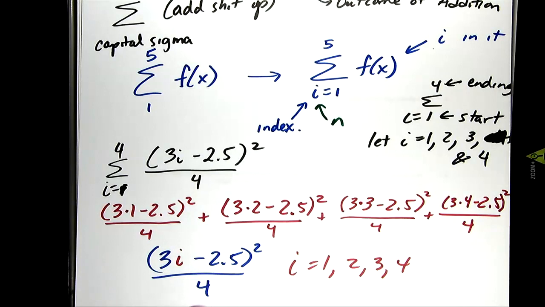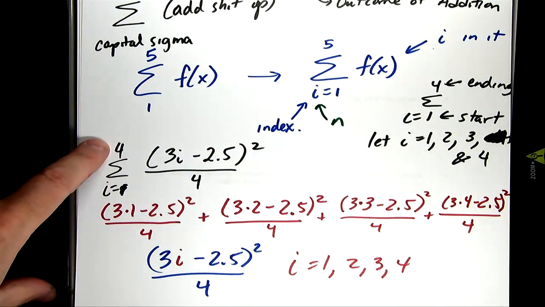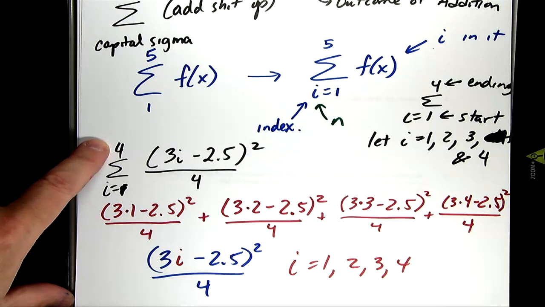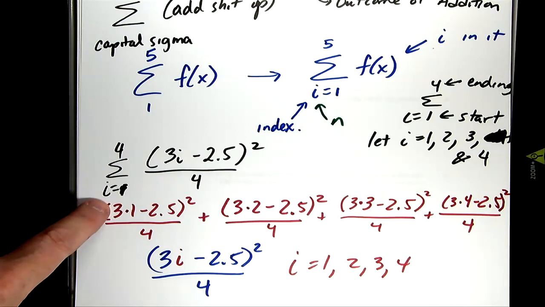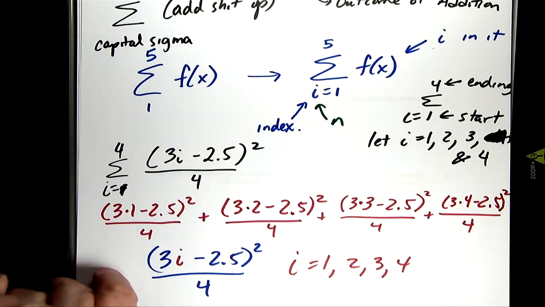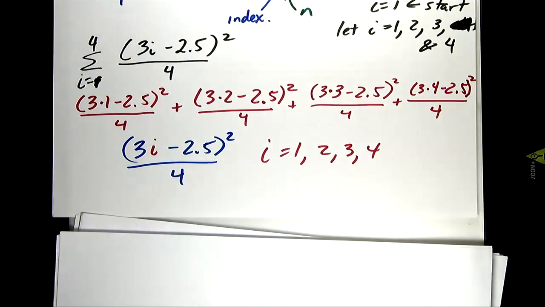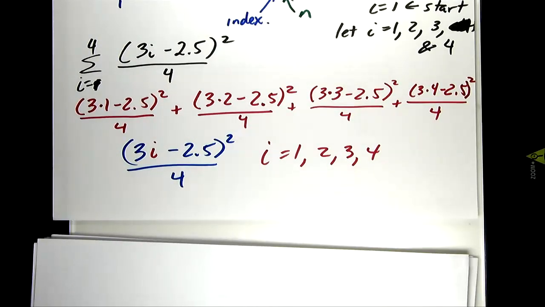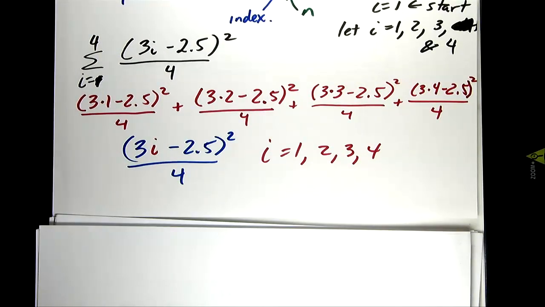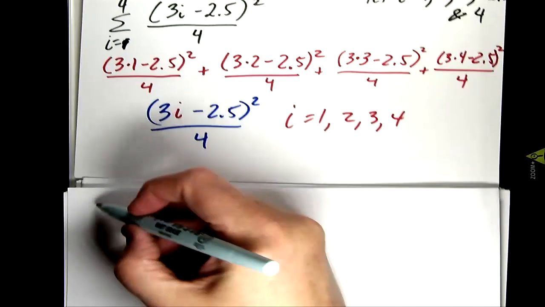If this said i equals 1 to 6, we would have 2 more, a 5 and a 6. It doesn't always start at 1, usually it does. It usually starts at 0 or 1. So let's look at a table version. Let me rewrite it down real quick.